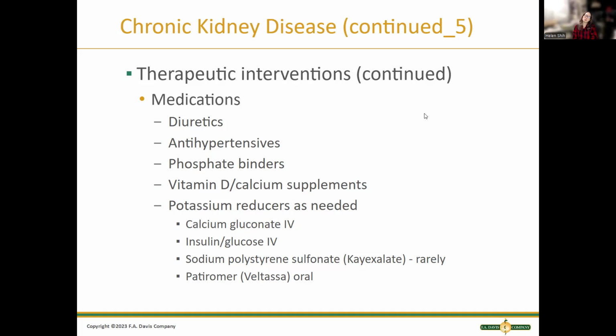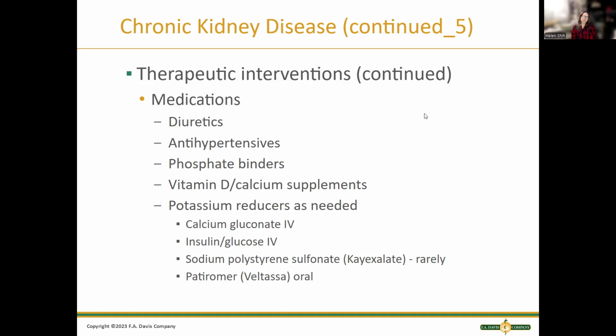What phosphate binders will do is bind to the extra phosphorus in the food as well as in the bloodstream, and then pull all of this phosphorus into the GI tract for excretion through bowel movements. So just because you can't pee it out doesn't mean that we can't get rid of the excess phosphorus. We also want the patient to take some sort of vitamin D and calcium supplement to keep their bones strong and healthy and prevent the risk of fractures.